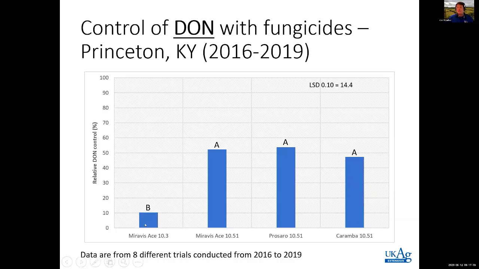And you can see we had Miravis Ace applied at Feekes 10.3 and then applied at Feekes 10.5.1, Prosaro at 10.5.1, and Caramba at 10.5.1. And what we're finding is if you apply any of these fungicides at 10.5.1, they seem to give a pretty similar level of protection against scab as well as DON as what you're seeing here. And anything with the same letter above it means that statistically they were similar. So we have several fungicide choices out there now, and they all seem to be relatively similar in their control of DON. That's good. And the more choices that we have for fungicides, I think that's better.